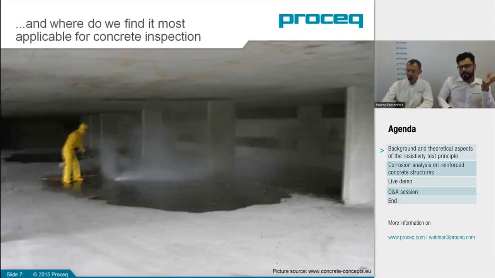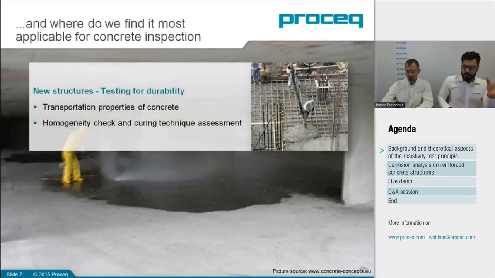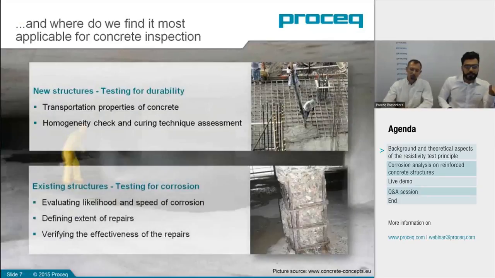Now, the question we have here is: where do we find resistivity most applicable? In which areas of inspection? Guido is going to break this down a little further, but we could basically break it down into categories: the new structure, when we do testing for durability, and, in our case for today's session, the existing structure, where we're trying to inspect the likelihood and the rate of corrosion, for example.